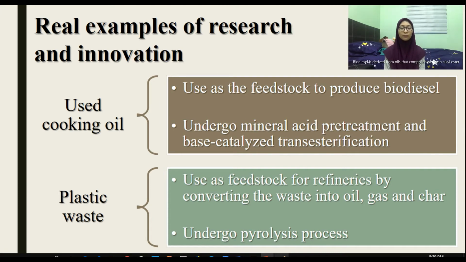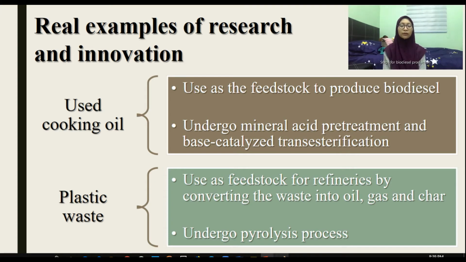Biodiesel is derived from oil that is composed of monoalkyl esters. The higher the oil content of the feedstock, the higher the biodiesel production yield, hence lowering the production cost. It has been reported that used cooking oil, mainly due to frying, contains more than 20% of fatty acid, which makes it more suitable to be the feedstock for biodiesel production, since it contains higher fatty acid.